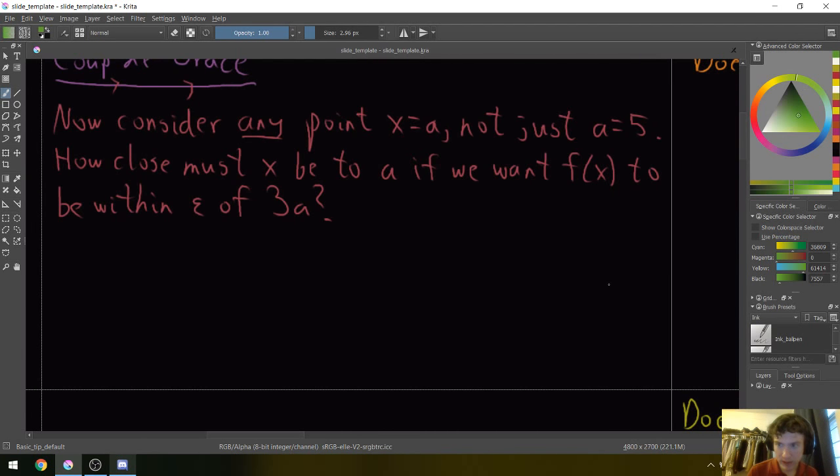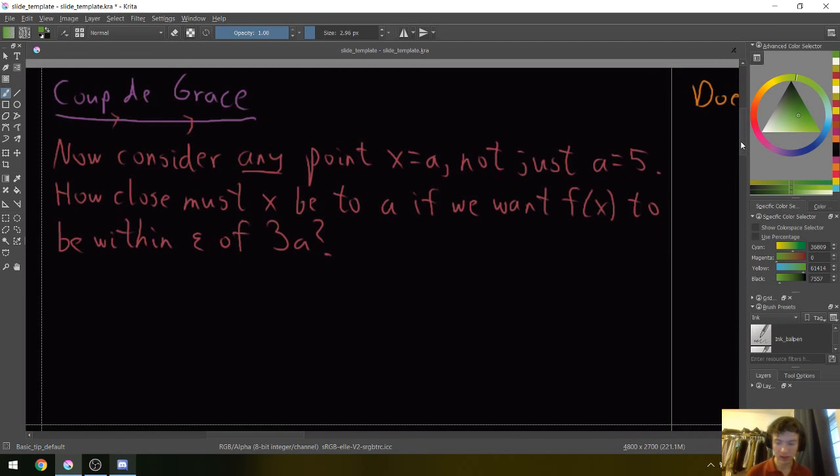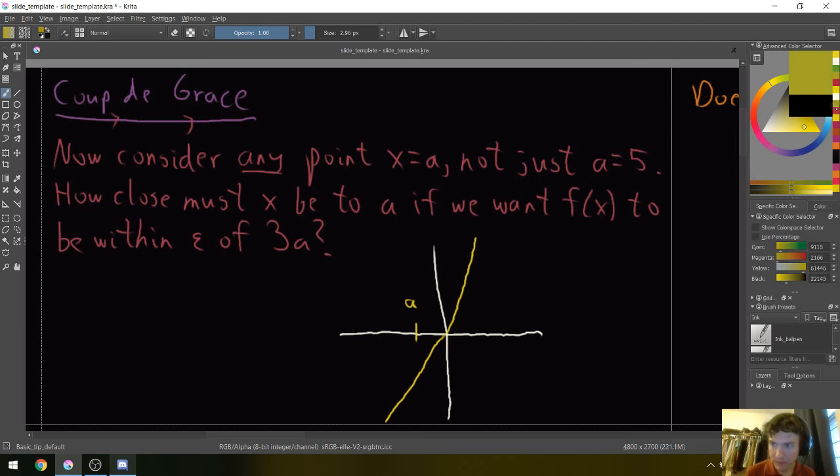So now we're going to generalize one more time. In the previous examples, we were asking specifically about the point 5, and now I'm going to be smarter and use an entire slide to draw. So we have the same function. Here we're still thinking about 3x, but now I'm saying consider any real number a. I don't know, a could be negative or something.